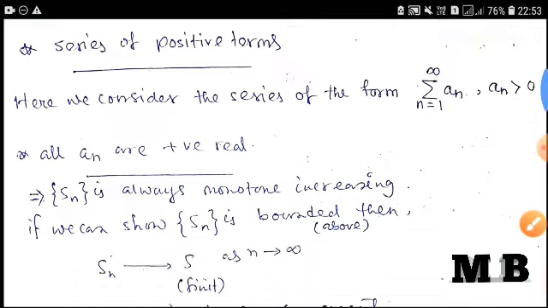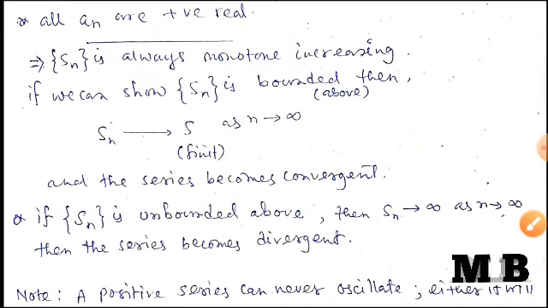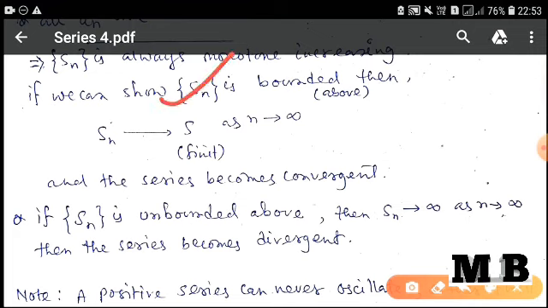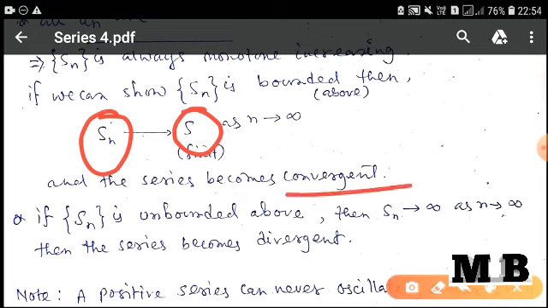And if we are able to show that this S_n is bounded above, then immediately we can conclude that S_n will converge to a certain finite number as n tends to infinity, which means the given series is a convergent series. But if we are able to show that S_n is unbounded above, then S_n tends to infinity, which implies the given series becomes divergent.